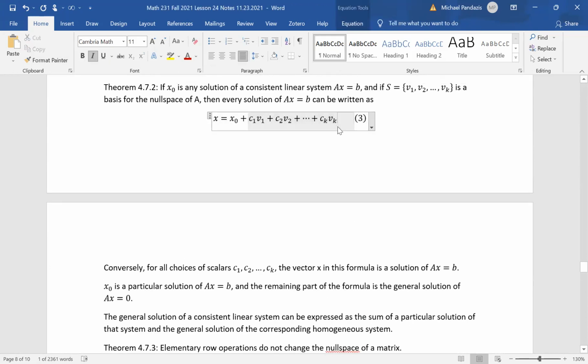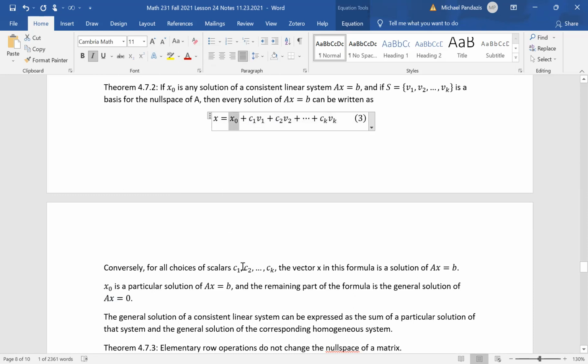This is the general solution of AX equals 0, that linear combination. The general solution of a consistent linear system can be expressed as the sum of a particular solution of that system and the general solution of the corresponding homogeneous system. This expression is the solution of the linear system AX equals 0. All these linear combinations make up all the solutions to AX equals 0.